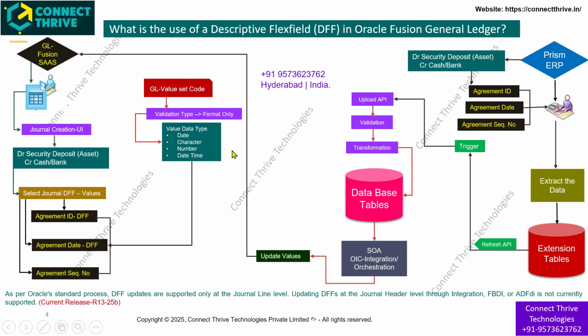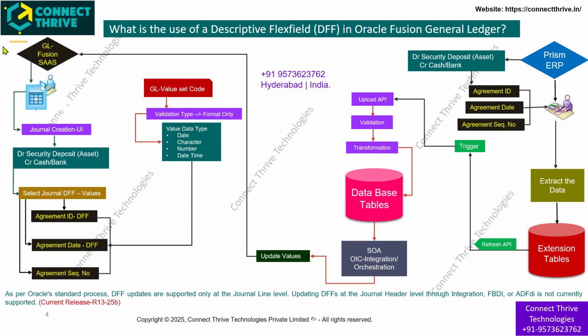Now let's jump on to another example. Here we mainly talked about the validation type format only. Within that we have data types. With the combination of validation type and value data type, we will add this DFF and use it. So how will we map this?